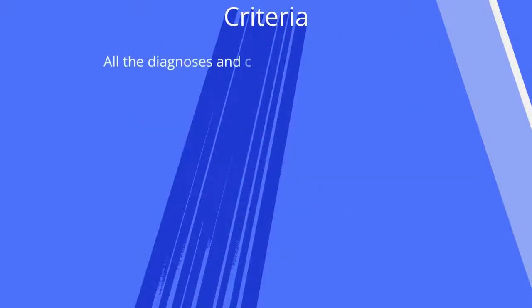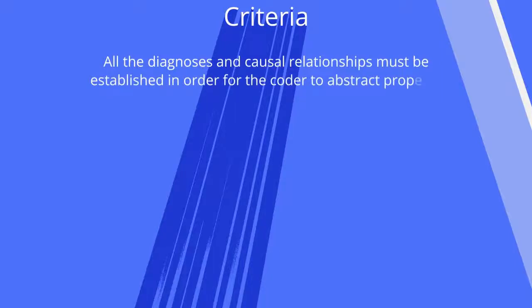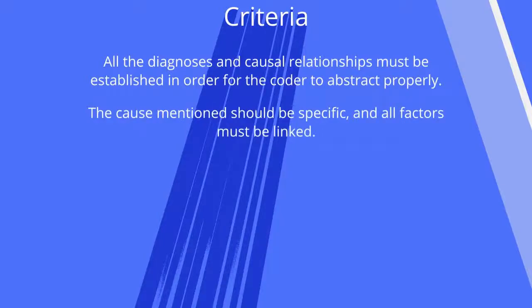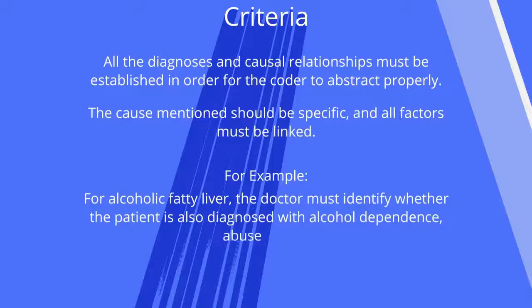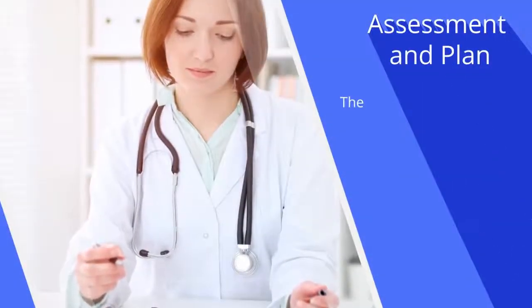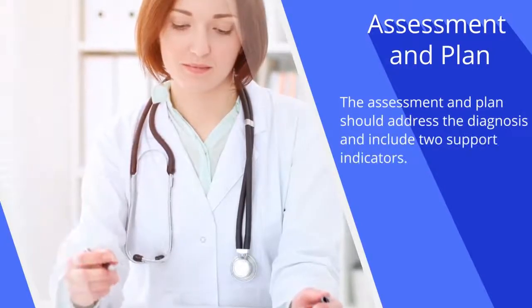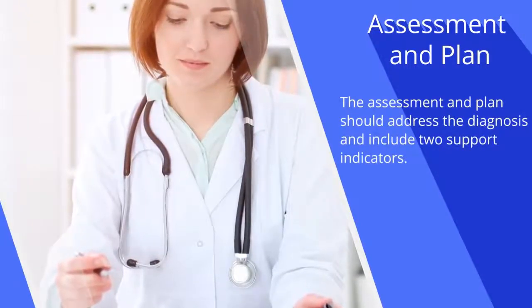Note that all the diagnoses and causal relationships must be established in order for the coder to abstract properly. The cause mentioned should be specific, and all factors must be linked. For alcoholic fatty liver, for example, the doctor must identify whether the patient is also diagnosed with alcohol dependence, abuse, or use. The assessment and plan should address the diagnosis and include 2 support indicators.